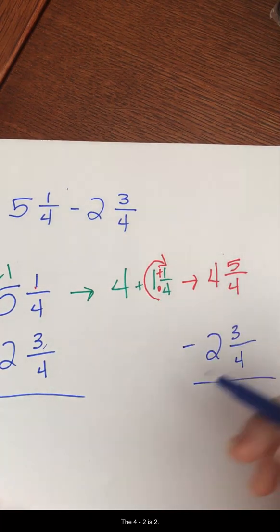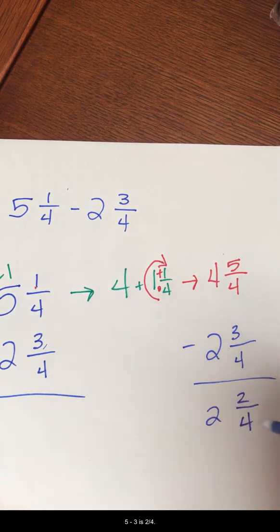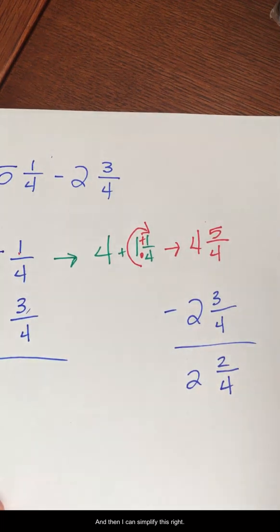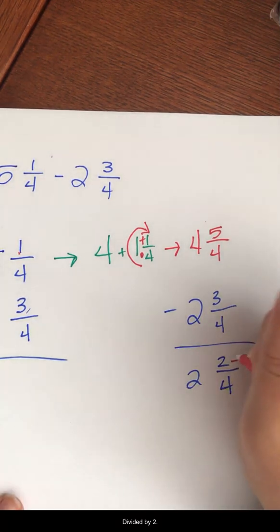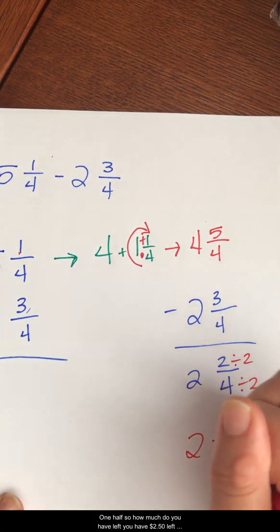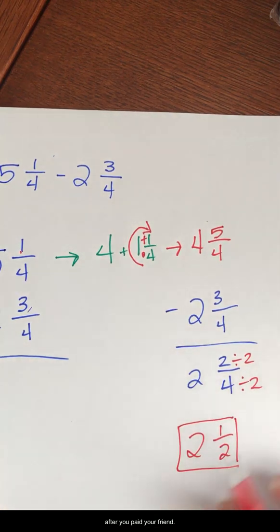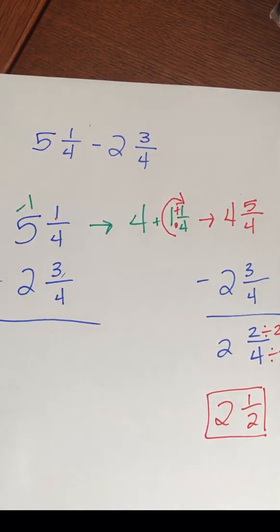So 4 minus 2 is 2. 5 minus 3 is 2 over 4. And then I can simplify this, right? Divide by 2, divide by 2, 2 and 1/2. So how much do you have left? You have $2.50 left after you paid your friend.